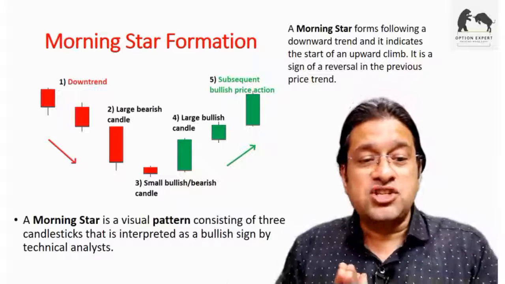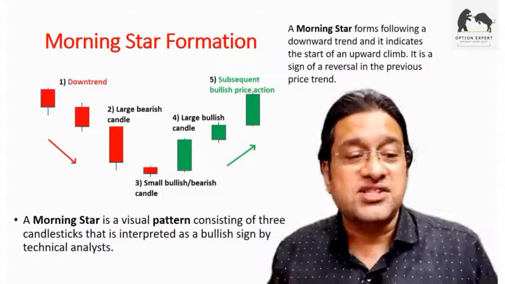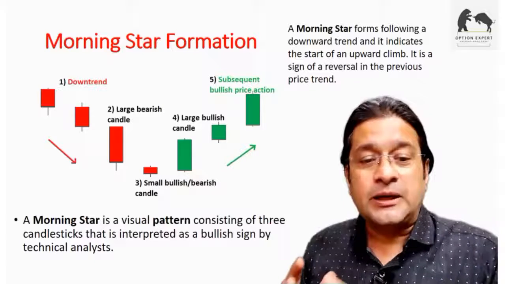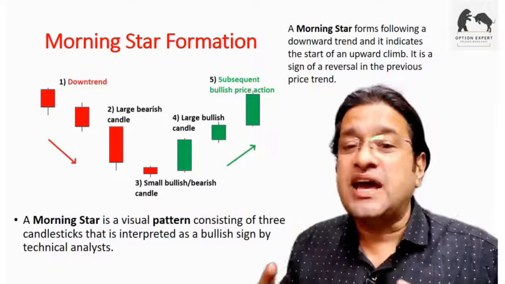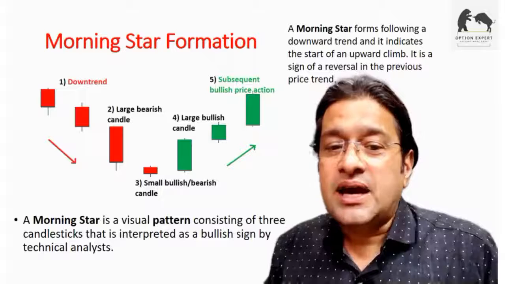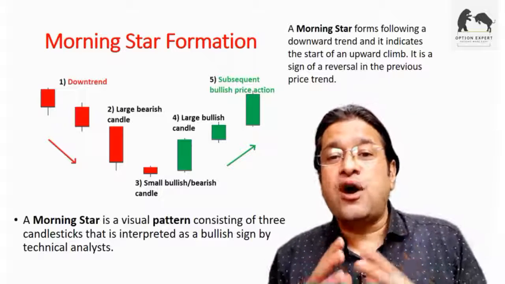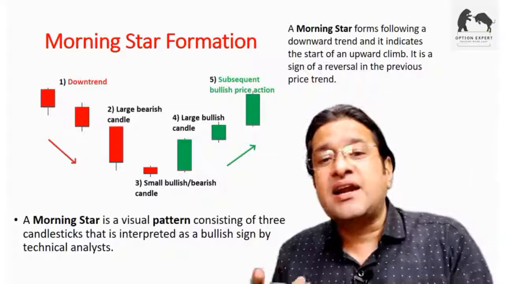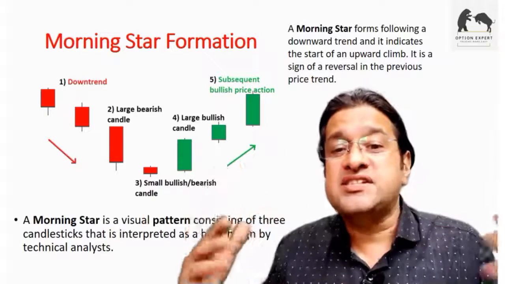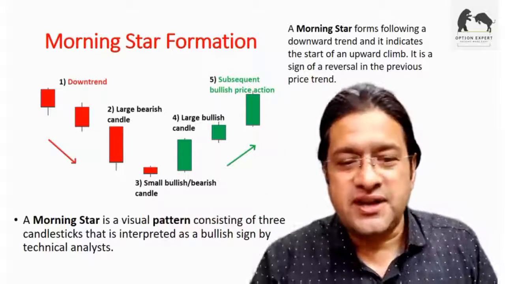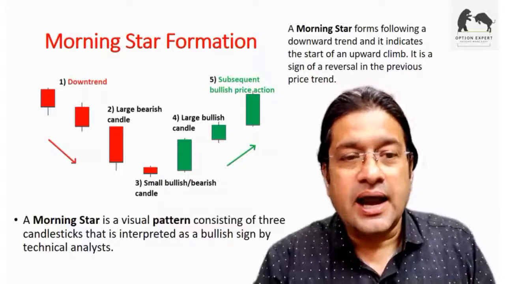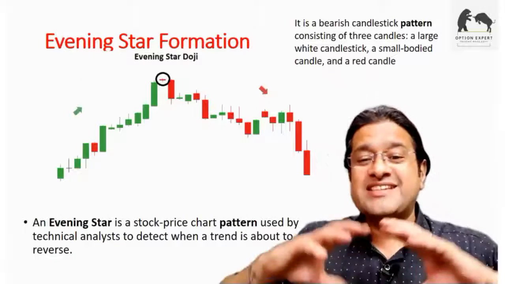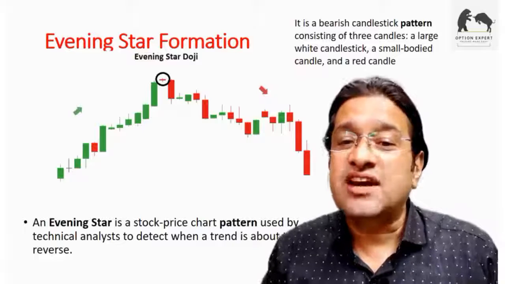So the morning star is a visual pattern consisting of three candlesticks that is interpreted as a bullish sign by technical analysis. A morning star forms following the downward trend, and it indicates the start of an upward climb as a sign of reversal in the previous trend. This is about the morning star. And then we're going to talk about the exact reverse, called an evening star formation.